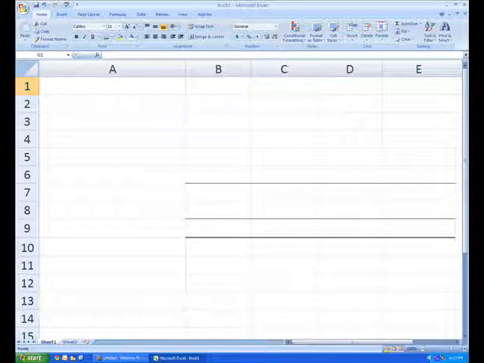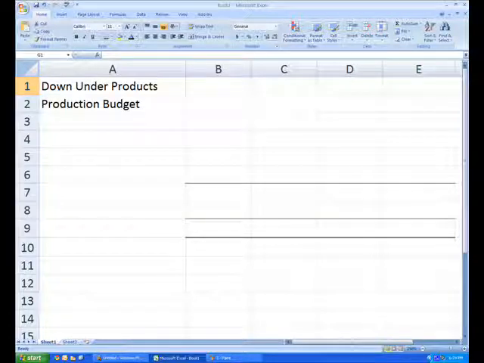They also tell us that end of month inventory levels must equal 10% of the following month's sales. And the inventory at the end of March is 5,000 units. All this data is going to be key as we're going through the problem. So to start off the problem, why don't we start with the top of our file in Excel. We're going to write down the name of the company, Down Under Products, followed by the name of the budget that we're doing, specifically the production budget.